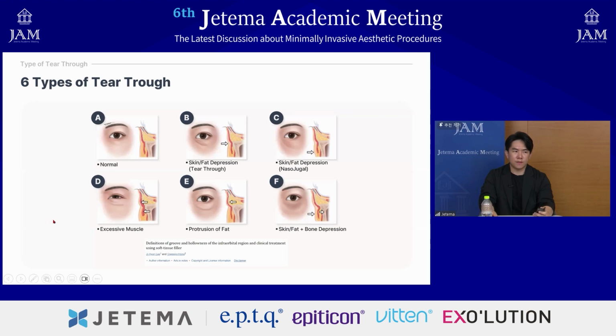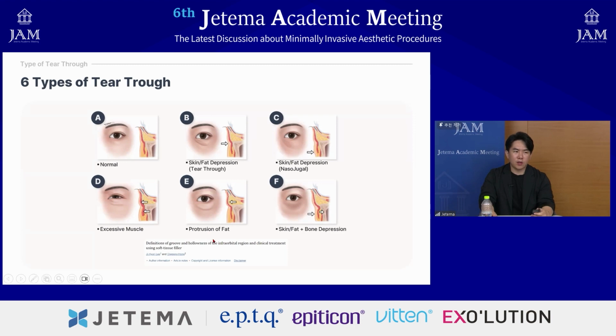B is the skin fat depression. C is also the skin fat depression, but in a different area. The first one is the tear-tooth area, and the second one is the nasojugal groove area. And D is for the excessive muscles. For this one, it's very easy to treat because you only need botulinum toxin to release the muscle tone. E is the protrusion of fat, and F is the depression of skin and fat, also the malar bone.